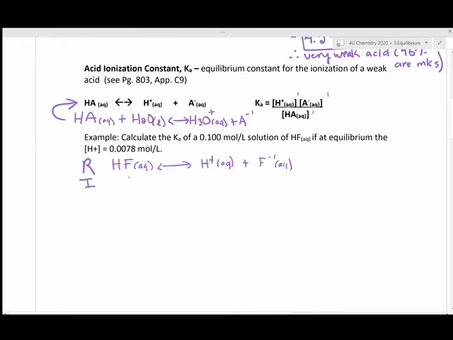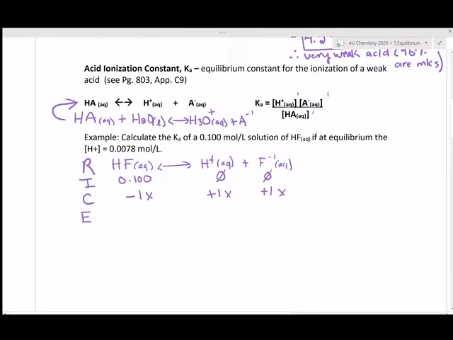Initially we're going to start off with 0.1 moles per liter, and we're not going to have any ions initially. As it starts to change, which means as it starts to ionize, we're going to lose molecules of acid. How many? Just 1x. And we're going to be gaining ions, so plus 1x, plus 1x. This should look very familiar.